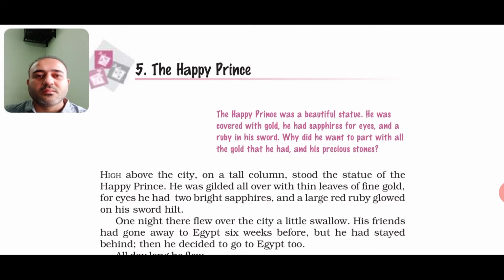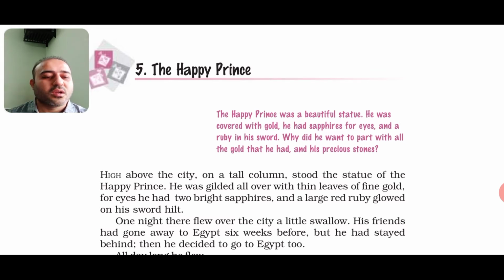And finally the bird agreed and tried to help the Happy Prince. Okay, so as I said in the beginning, initially the bird denied the request, but later on the bird agreed and tried to help the Happy Prince by becoming its messenger. And the first thing the bird did was it took the ruby stone.